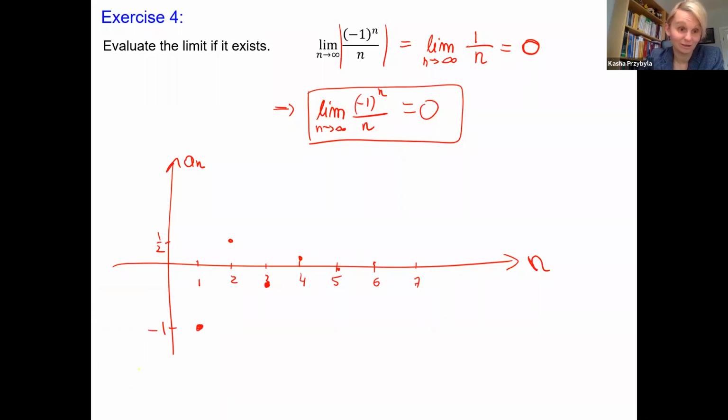Let me draw my snake. It's like positive, negative, positive, negative, positive. But we can see the magnitude is getting smaller and smaller, to 0. That's the reason the original sequence also has the limit 0. Okay? If this were a finite, positive number different from 0, then we would have oscillation. But this one definitely converges to 0. Okay.